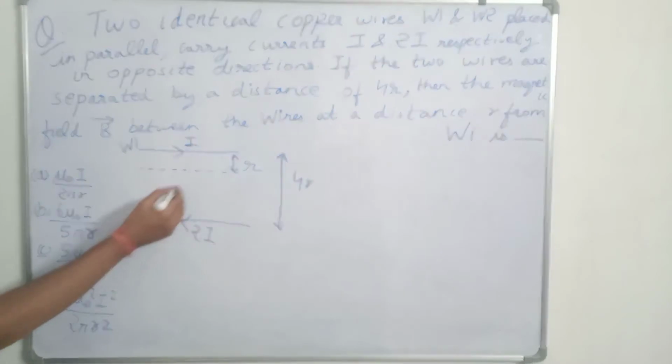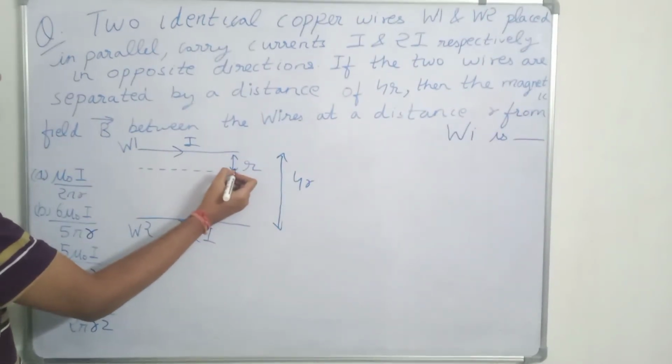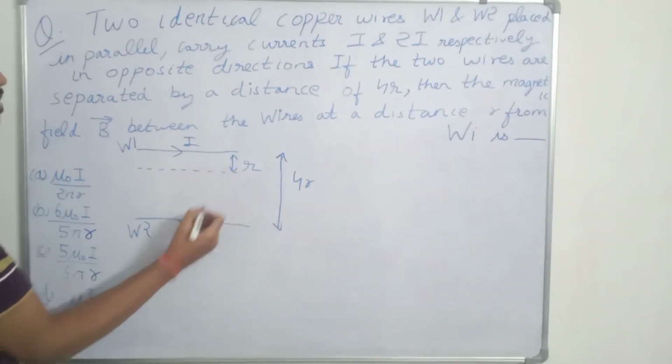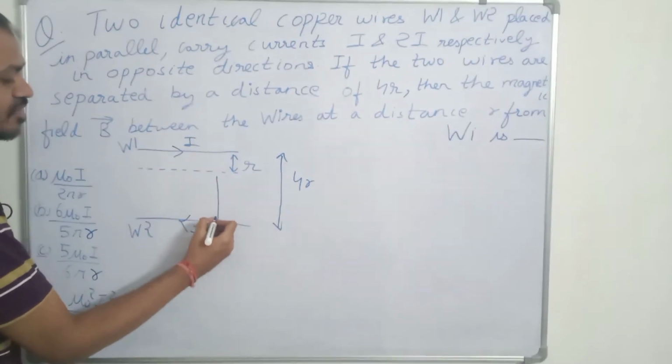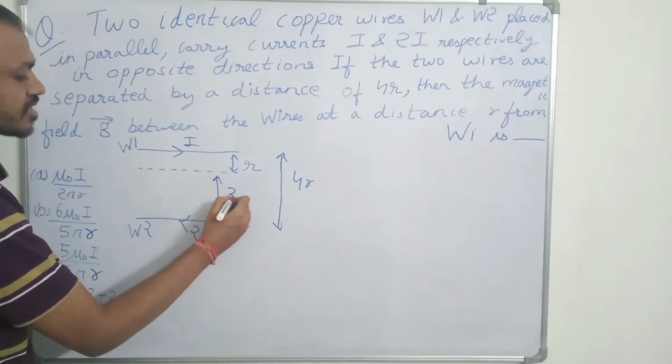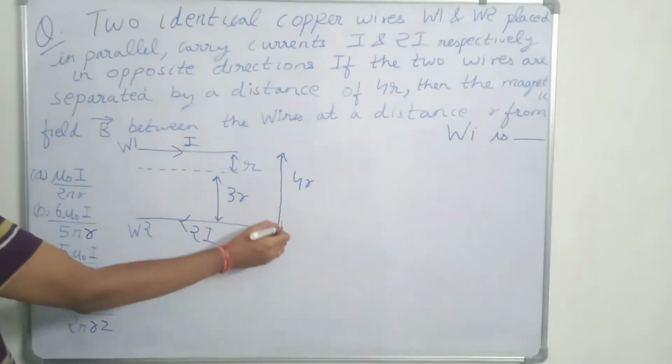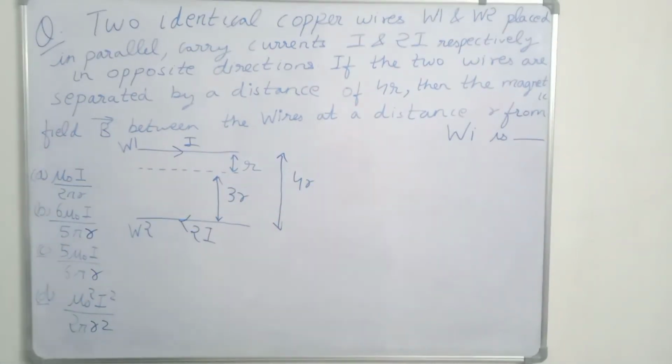So we have to find the magnetic field at a distance r from W1. If this distance is r from W1, then this distance from W2 is equal to 3r, because the total distance between both the wires is 4r. So the options given are mu naught I upon 2 pi r, 6 mu naught I upon 5 pi r, 5 mu naught I upon 6 pi r, and mu naught square I square upon 2 pi r square.